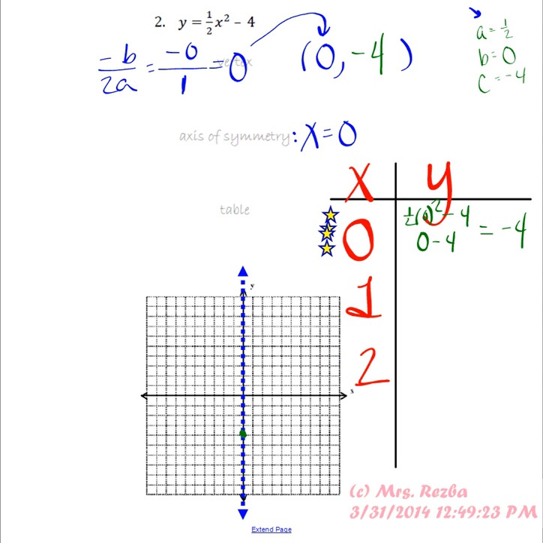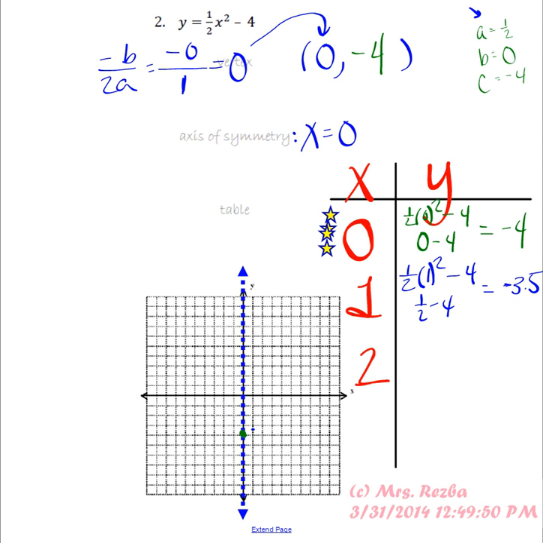So now we're just going to take these values and evaluate. So plug in 1. We're going to have 1/2 times 1 squared minus 4. Well, 1 squared is 1 times 1/2 is 1/2, so 1/2 minus 4, that's going to get me -3.5. That tells me my next point. I'm going to go over 1, down 3.5. 1, 2, 3.5. It's going to be right about there.